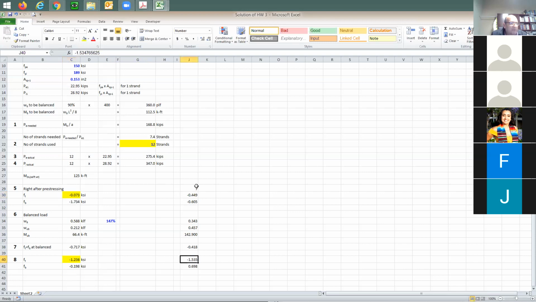It was 1.5 for 7 strands. Now it's going to be less, so you're pushing it up. How about the balanced load? Now you are balancing more because you put more compression, put more pre-stress. Now you are balancing 147%.